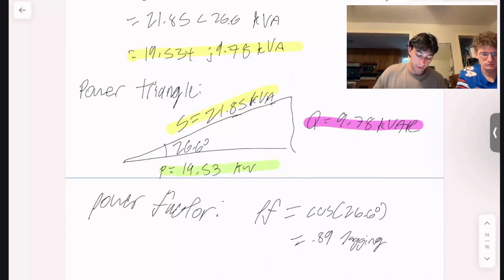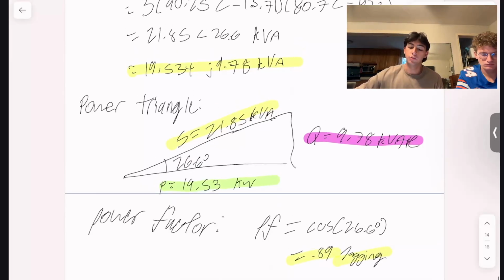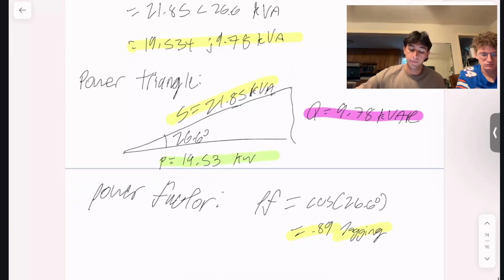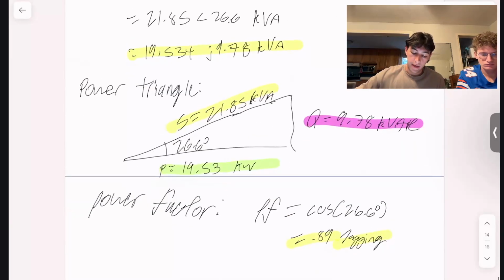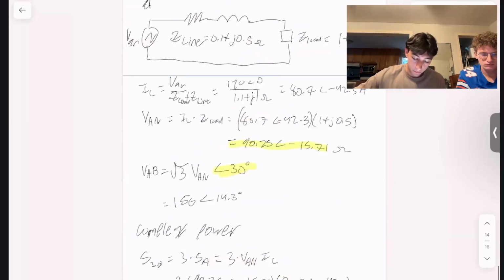Anyway, you should know that. It's all trig. Anyway, your power factor here is going to be 0.89, and that is a lagging power factor. Essentially, lagging power, what that means is that the current wave is lagging behind the voltage wave in your power delivery. And yeah, that's about all we have for the review session.